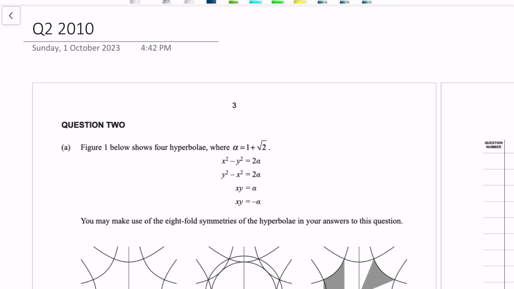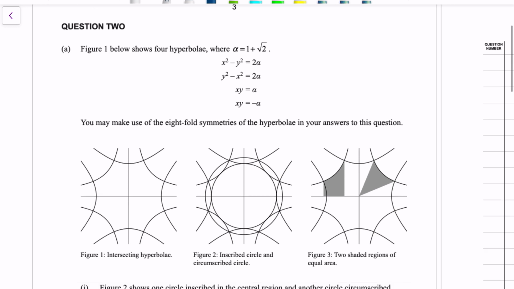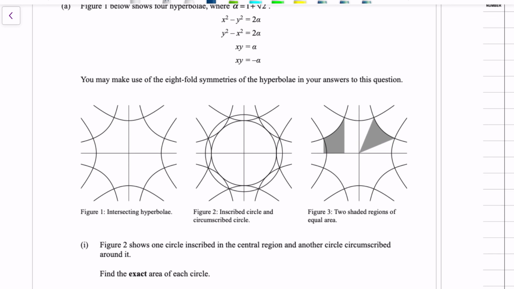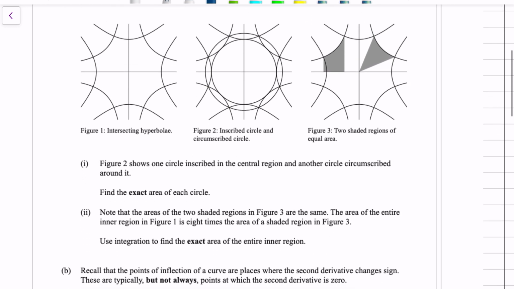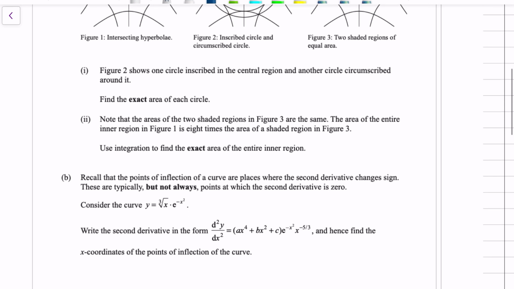In this question we've got quite a neat region that involves hyperbola and lots of symmetry. We've got to find some areas of the circles in those diagrams. We need to find the area of the regions that are shaded, so that uses integration. And the second part, part B, is a curve where we need to find its second derivative and then find points of inflection.